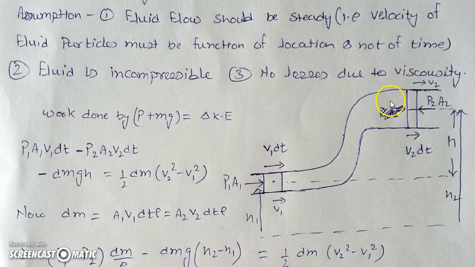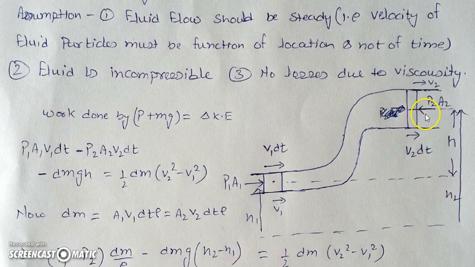It means every particle of fluid, when it comes, let's say, at this point, must have the same velocity. Similarly, every point in space must have a particular velocity. The second assumption is that the fluid is incompressible, and the third is no losses due to viscosity. Viscosity is the friction-like property in fluids.